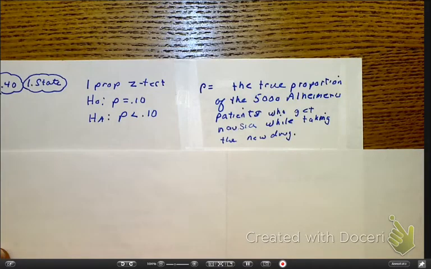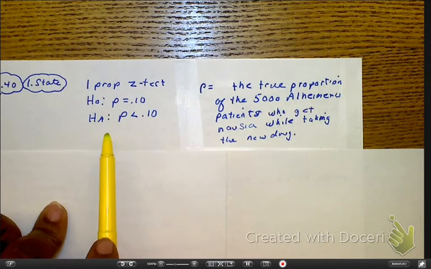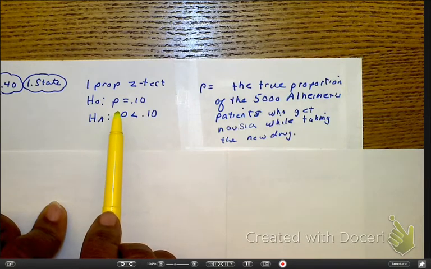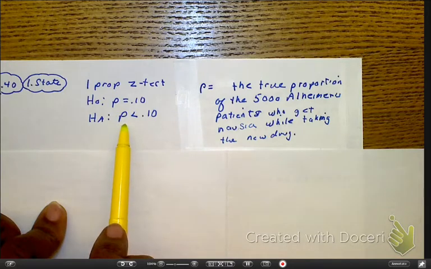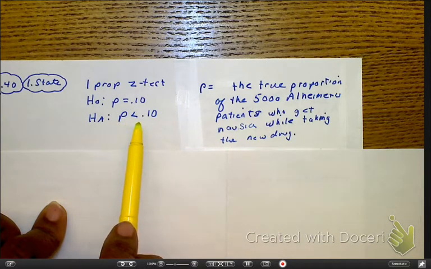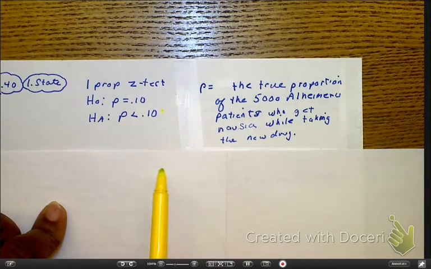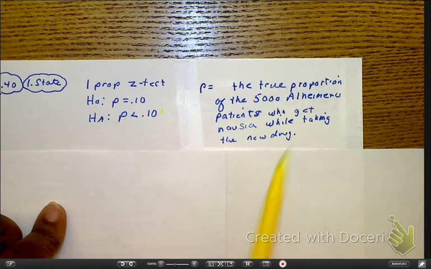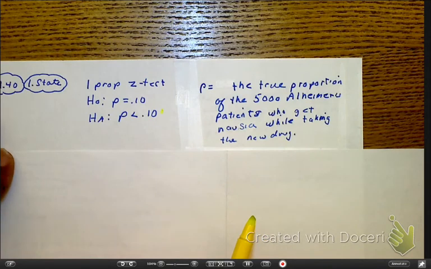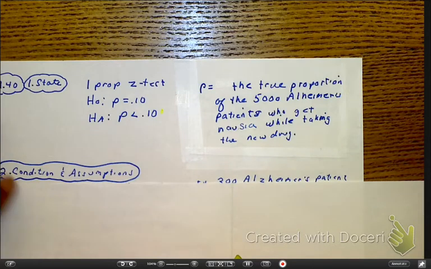Based on everything I just stated, our first step: it is a 1 proportion Z test. Our H0 is that the proportion is going to be 10% that are nauseous, that's the regular medication. But the company said that they have new medication now that's going to be less than 10%, and this is the company's claim. Our true proportion is the 5,000 Alzheimer's patients who get nauseous while taking the new drug. That's our step 1.